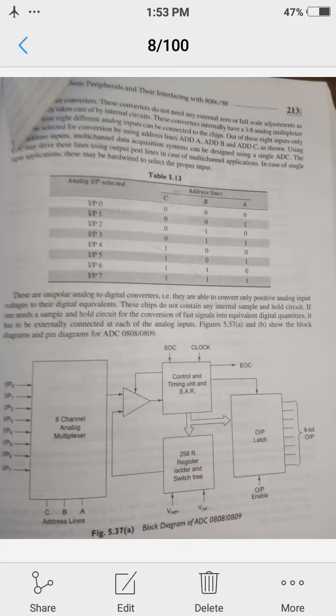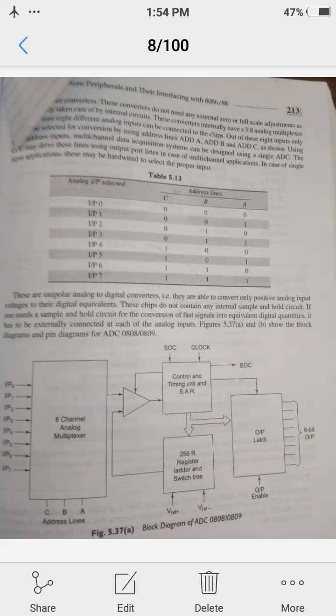Students, in AMP we have discussed the interfacing of various peripheral ICs, and in this sequence we are discussing the interfacing of the ADC 0808 or 0809 IC with the microprocessor. The ADC 0808 IC is an analog to digital converter IC, and it is an 8-bit CMOS successive approximation converter.